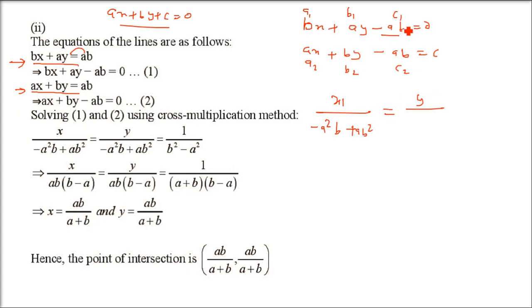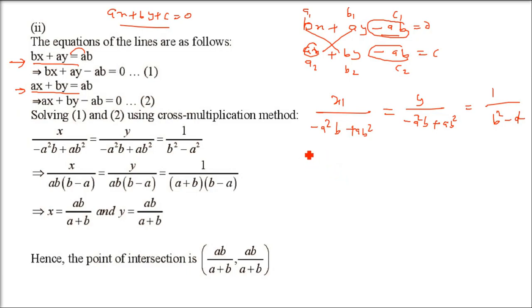Now we have c1 a2. c1 is minus ab, a2 is a. So a into minus ab, again it will be minus a square b. Minus c2 a1. c2 is minus ab, a1 is b. Again minus minus, plus ab square it will be. Then 1 by a1 b2, so b square minus a square, that is a2 b1.